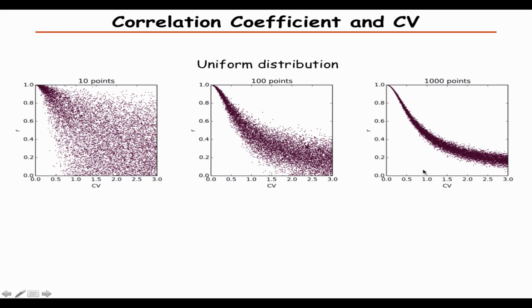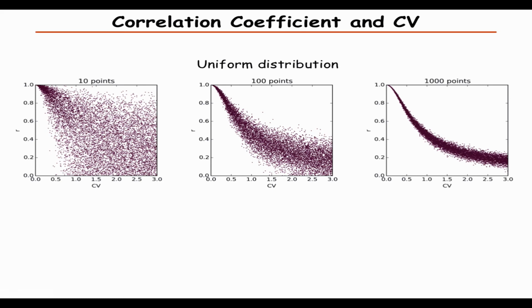But what we can see here is that if we have a coefficient of variation of 1, meaning the error is of the same order as our measurement, which is a 100% error, we get a correlation coefficient of a little bit over 0.4, which is surprisingly large for such a big error. So this is for the uniform distribution.